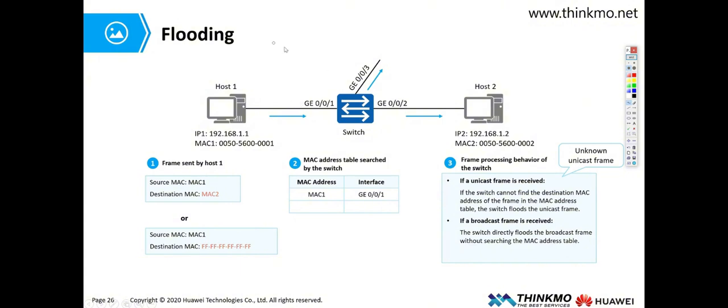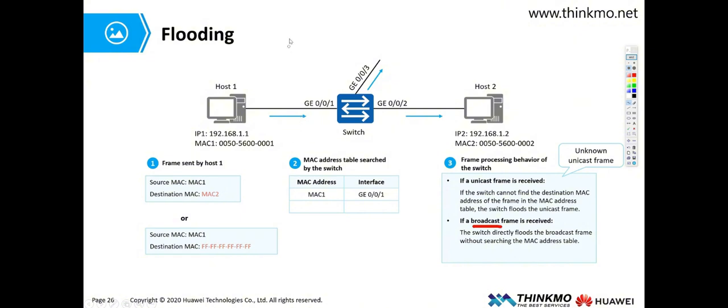However, if this data frame is not a unicast but a broadcast, then as it enters the switch interface through our transmission medium, I will directly flood it. And it's not that I look for this destination in the MAC address table. I don't even look at the table. I just send it directly.